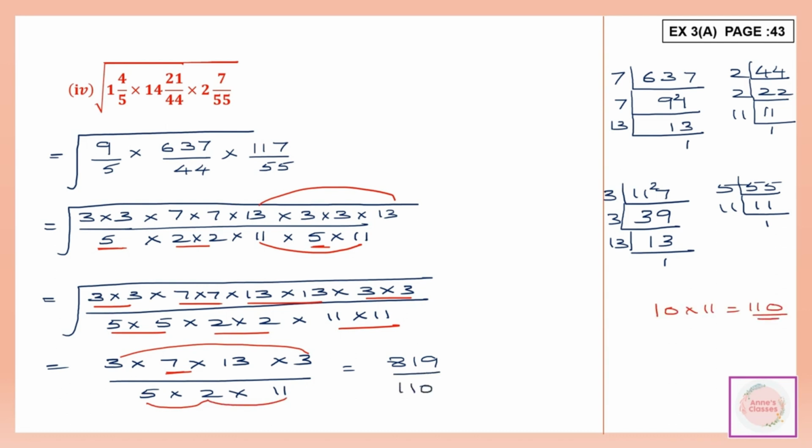So what do we have here? 819 by 110. You can convert this to a mixed number. When you convert it to a mixed number, you will get 7 49 by 110. So you have to do your division. Divide 819 by 110 and you will get 7 49 by 110, which is the square root of this question.